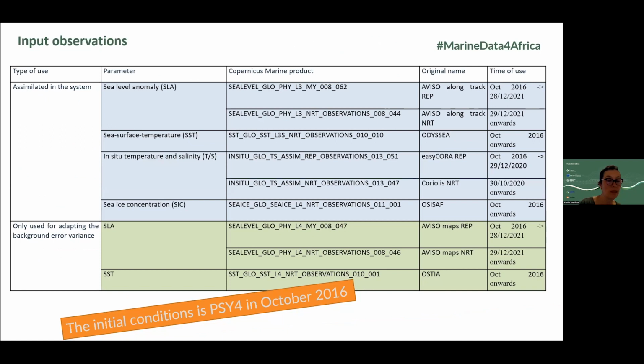But the initial conditions were a few years earlier. So the data that we assimilate are all available on the Copernicus Marine portal. Some other data are used to really better tune the data assimilation system.